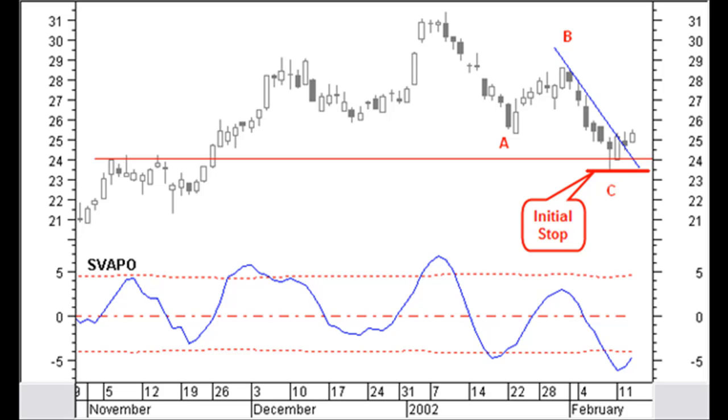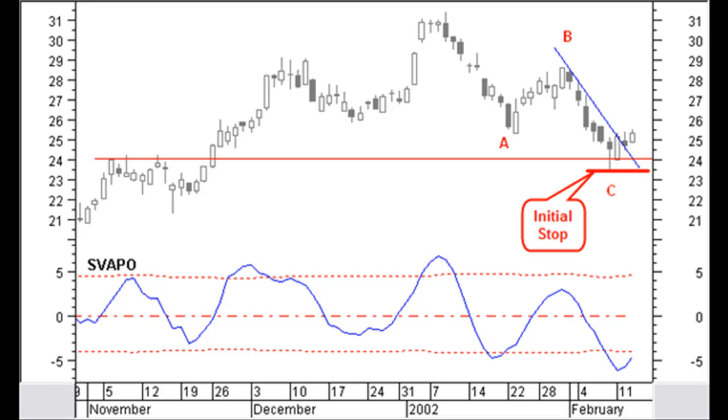Trading on a daily chart, we should, as a rule of thumb, limit maximum loss to between 10 and 15% depending on the volatility of the stock. However, the initial stop must be set using technical analysis rules.